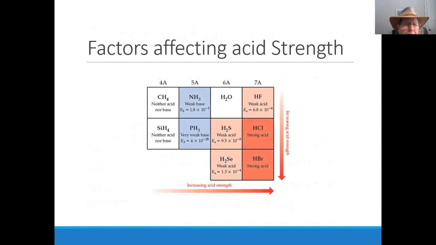Okay. If I am looking at factors affecting acid strength, if I'm looking at a binary acid, in other words, I've got H just hooked with another element, as I go down the periodic table, do my electronegativities get bigger or do they get smaller?